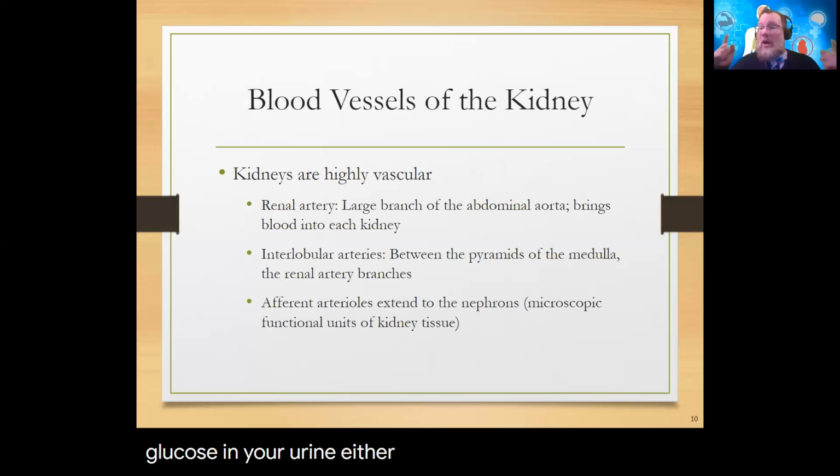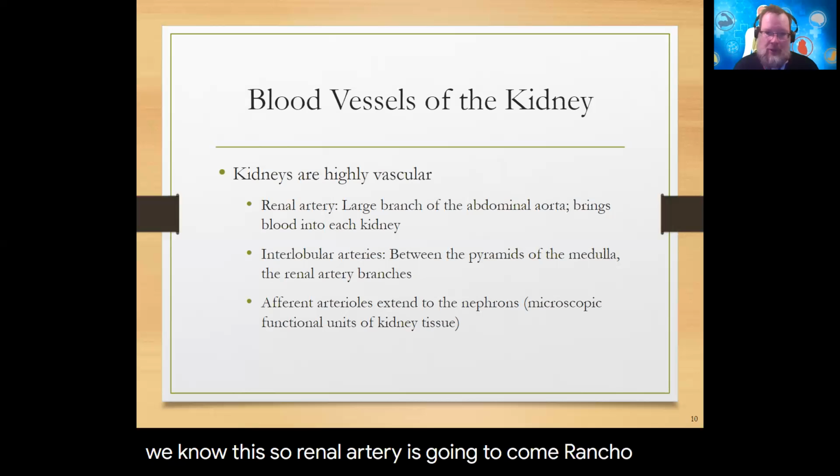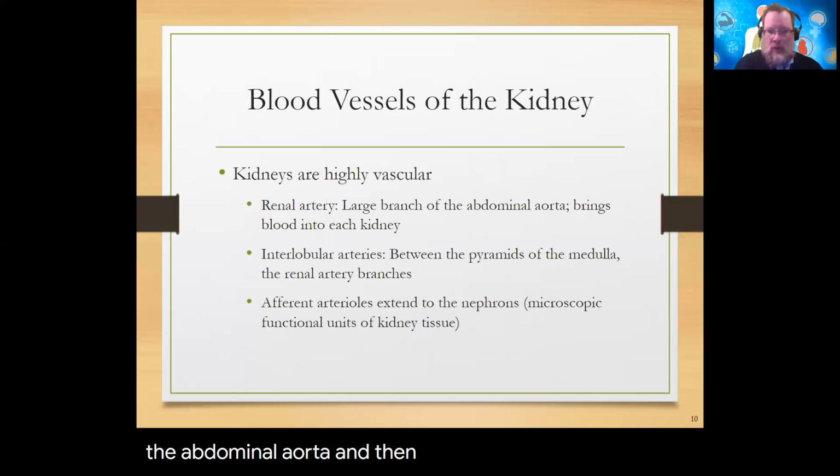So anyhow, highly vascularized, we know this. So the renal artery is going to come in, and it's a large branch off of the abdominal aorta, and then we're going to travel through. There's more to it than just interlobular and afferent arterioles. We're going to add a few more, but I did want to mention these two because they're basically the first kind of one big artery heading into the kidneys.